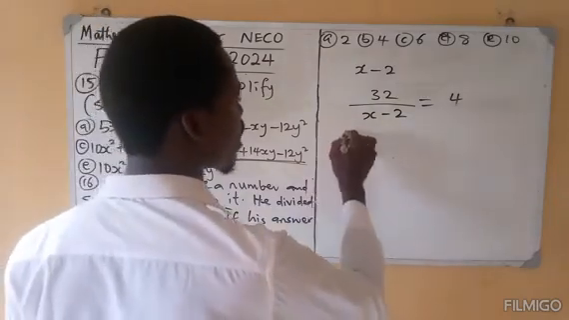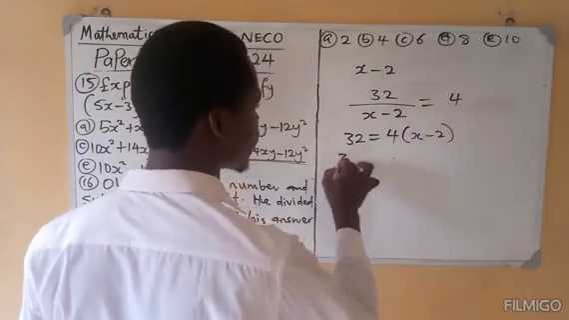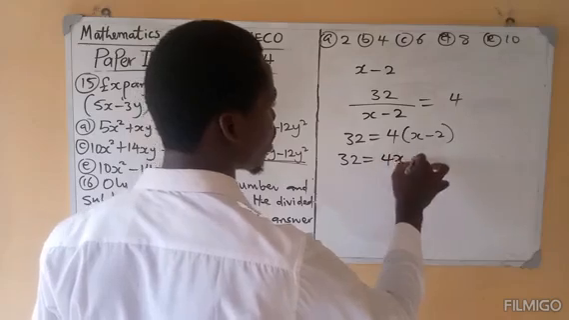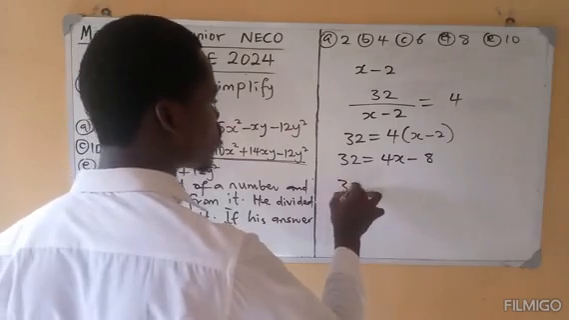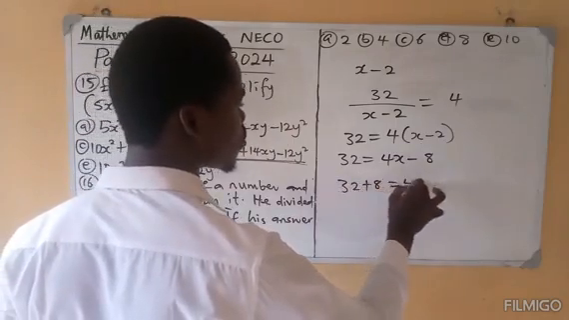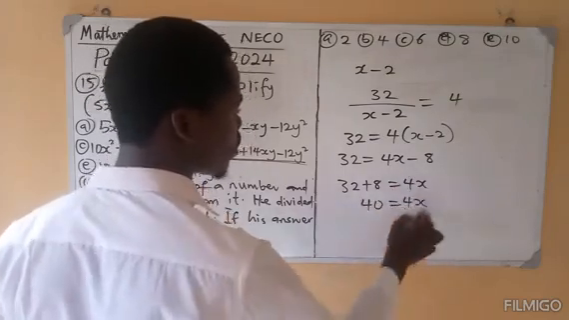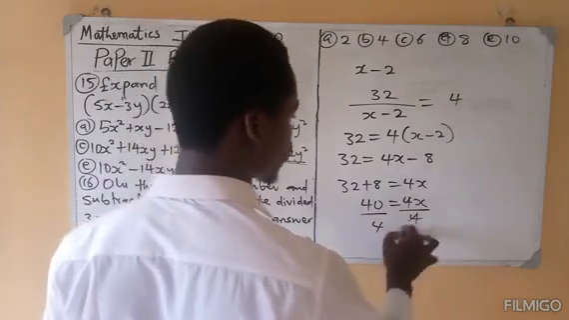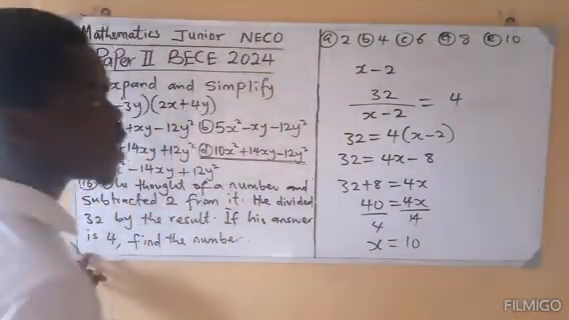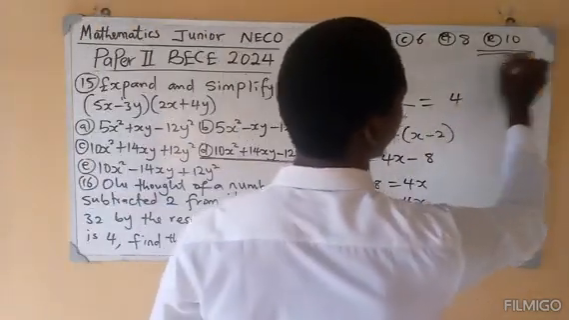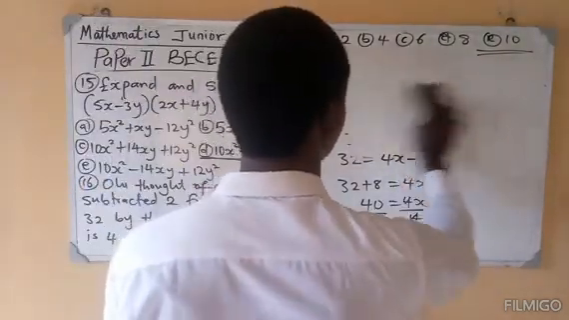So when we cross multiply, 32 is equal to 4 into x minus 2. We have 32 equal to 4x minus 8. Okay, so we move this to the other side. 32 plus 8 equal to 4x. So this is 40 equals 4x. So divide both sides by 4. So you see that x is equal to 10. 40 divided by 4 is 10. So the correct option is E. Option E is correct. So we move to the next question.